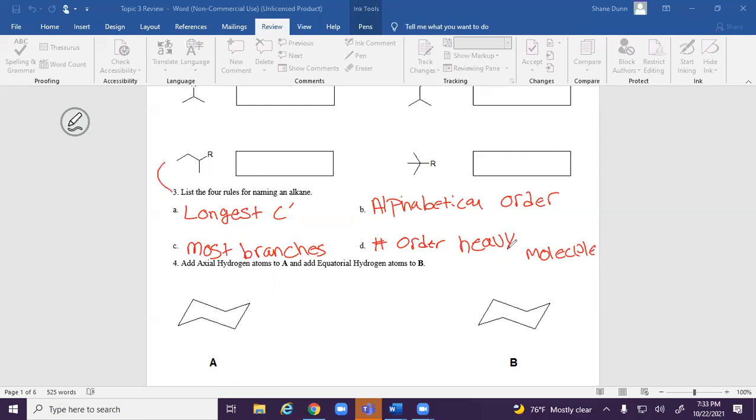Because this is on here, he's going to give you a structure and you're going to have to name it. Makes sense, right? Or he's going to give you a name of a structure and you have to draw it out. That will be on the exam. At least one or two questions.